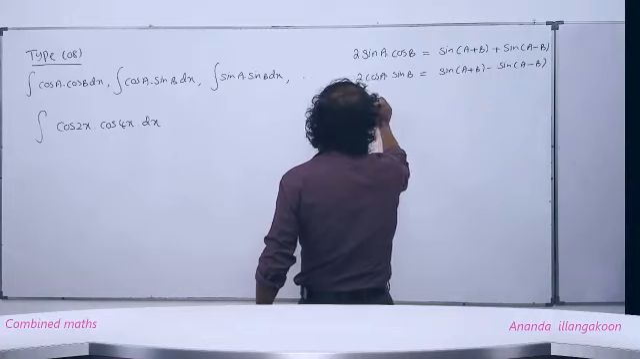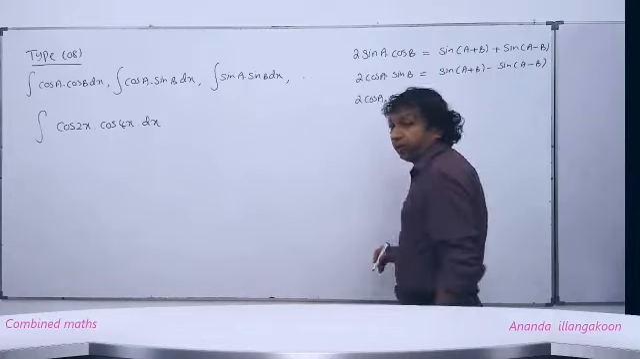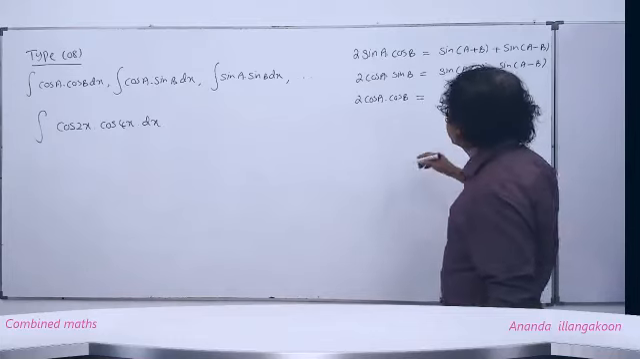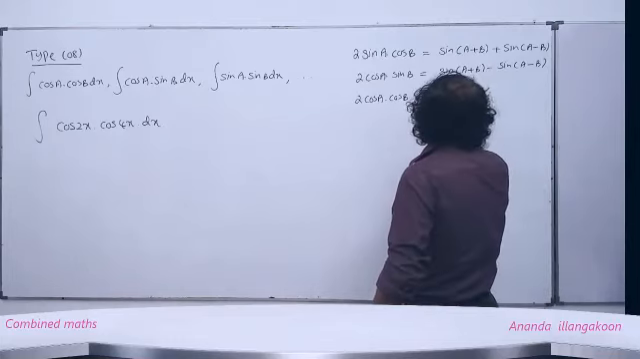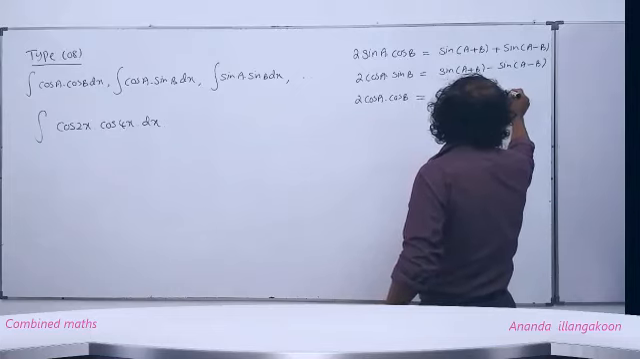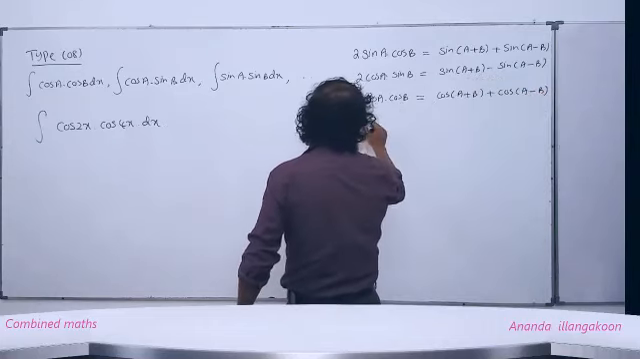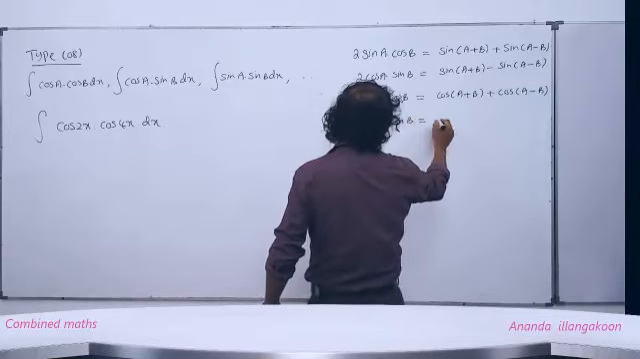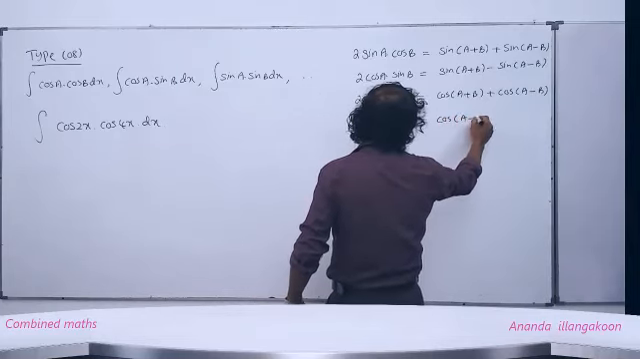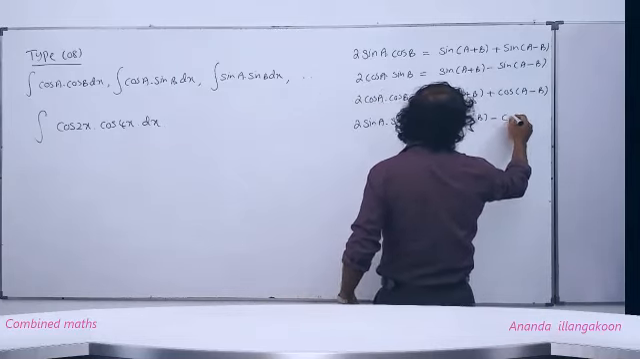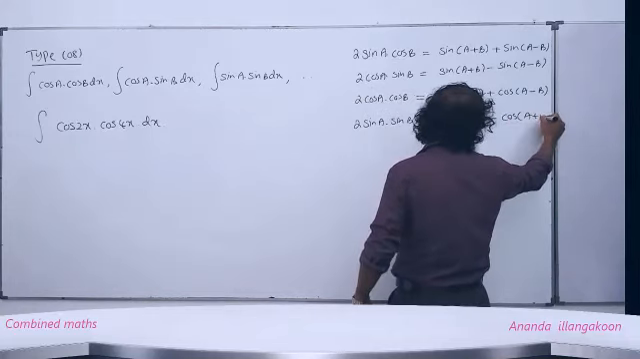Next one, 2 cos A cos B. In trigonometry, under product formula, we learn this. 2 cos A cos B is what? Cos A plus B plus cos A minus B. Next one, 2 sin A sin B. What is this? Cos A minus B minus cos A plus B.